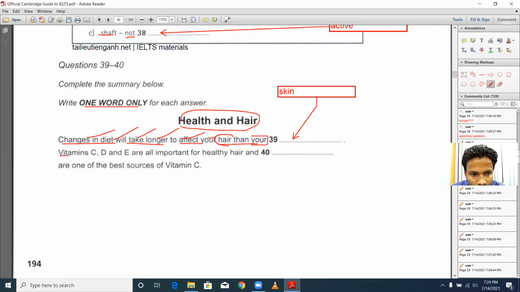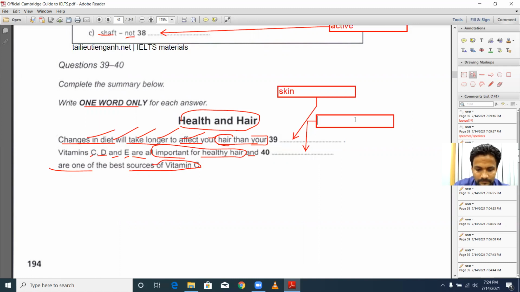There are a number of vitamins that are vital for good hair health. The main ones being vitamins C, D, and E. And in a balanced diet, all these vitamins should be readily available. If you need a boost of vitamin C, for example, one of the best things to eat are blueberries. For vitamin D, the best examples are fish, mushrooms, and eggs. And for vitamin E, nuts and seeds.